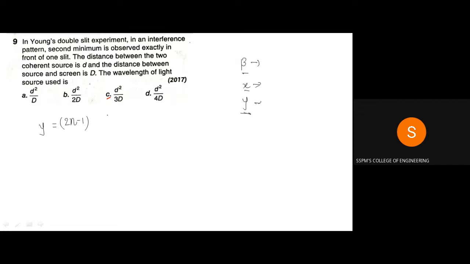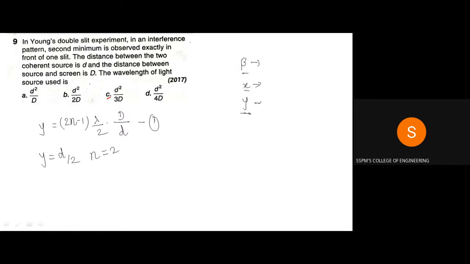So 2n minus 1 into lambda by 2 into D upon small d. Next, here y equals to d by 2, half the distance, and that happens for n equals to 2.